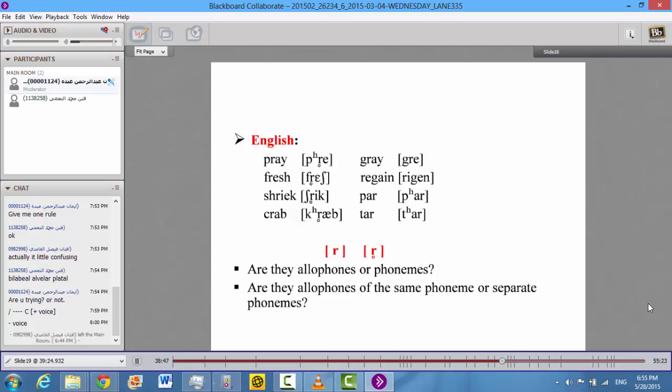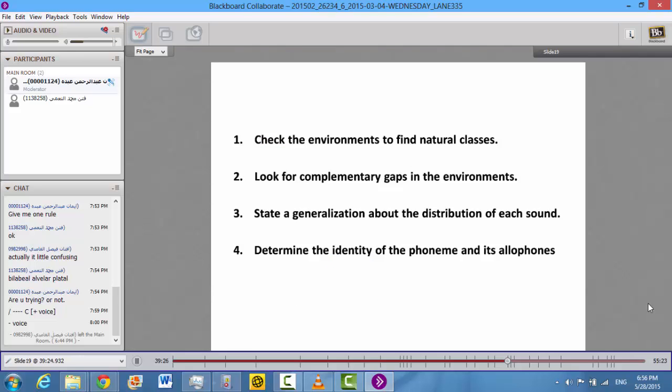If we consider them phonemes, then we have to look for minimal pairs. Actually, if you check, we don't have any minimal pairs to show that these two sounds might signal a difference in meaning. So they are not phonemes, they are allophones. Are they allophones of the same phoneme or separate phonemes? We have to decide. They are allophones of the same phoneme. The r at the phonological level, or the underlying level, has two allophones, the voiced r and the voiceless r. But each one of them occurs in a certain environment.